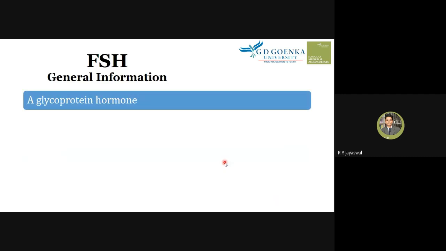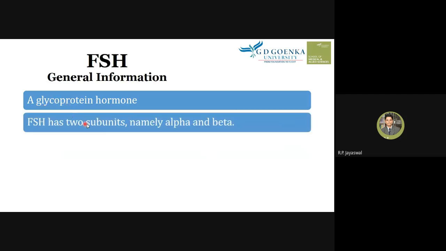Now we are going to know some chemical characteristics of FSH. FSH is a glycoprotein hormone, which means it's a complex protein made up of protein and carbohydrate moieties. So we call it a glycoprotein hormone. FSH has two subunits, namely alpha and beta. They are named the alpha and beta subunits.